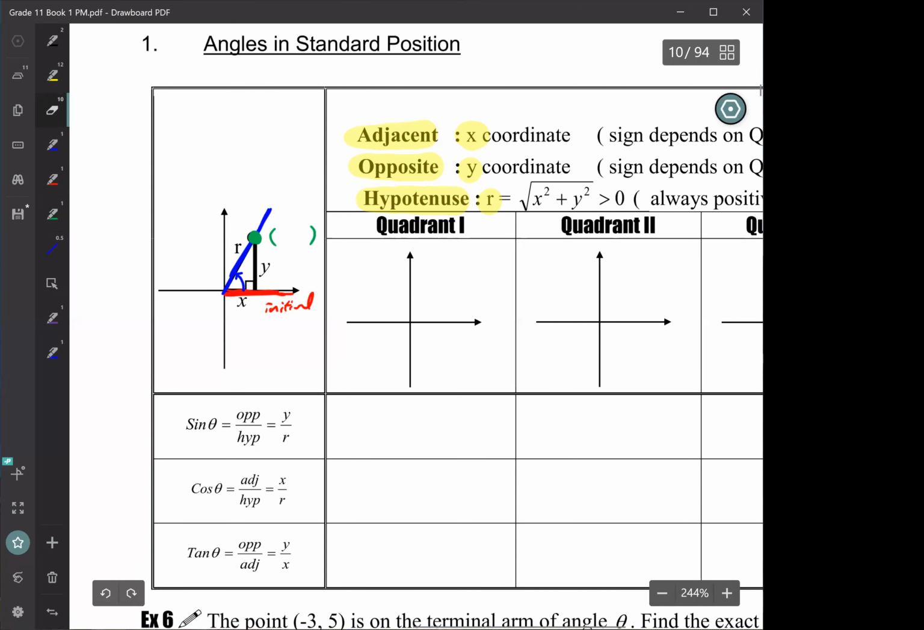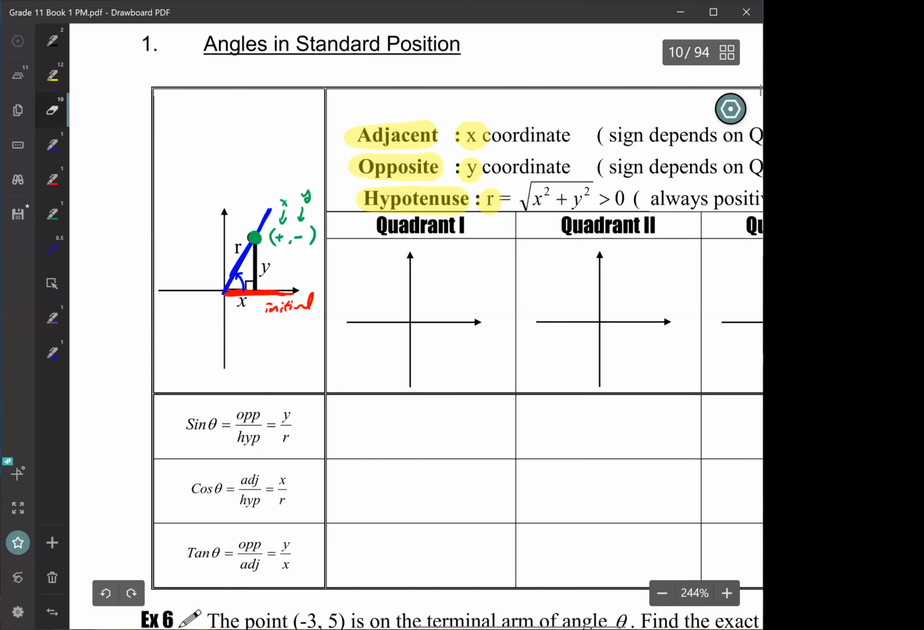Or it could be 1 and 5. The 1 is the x. This one is the y. So no matter what number you put, in order to stay in the first quadrant, it has to be both positive. Make sense?